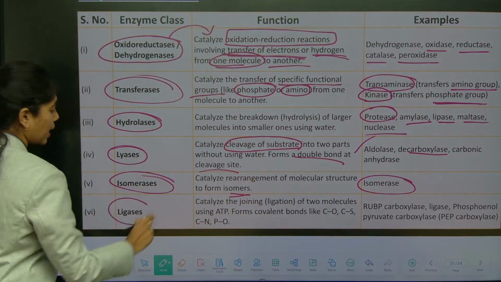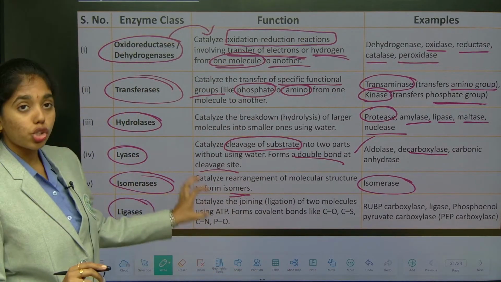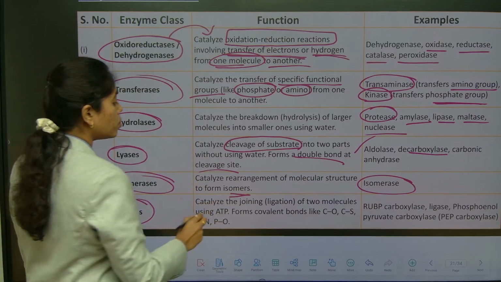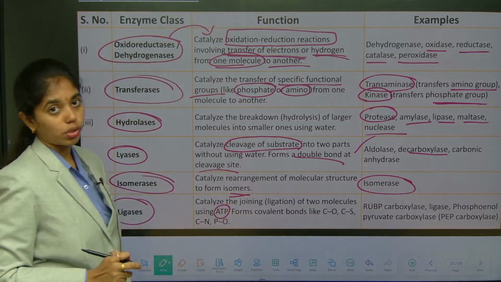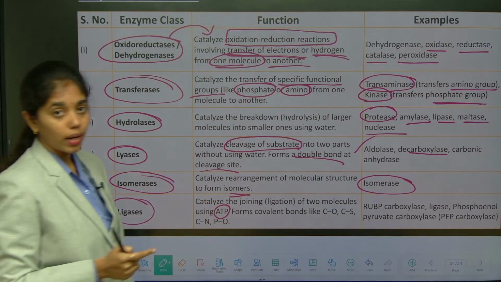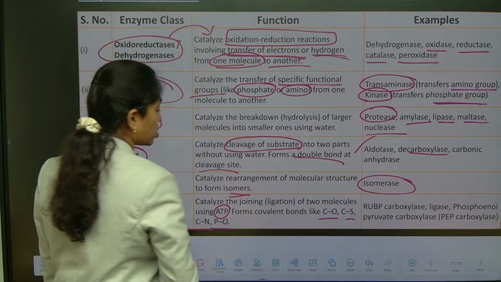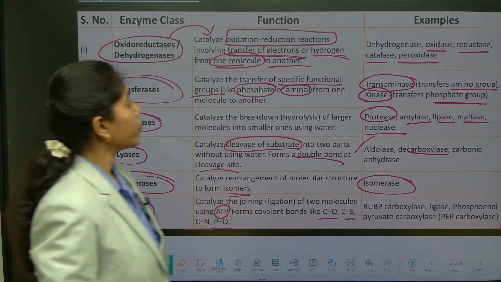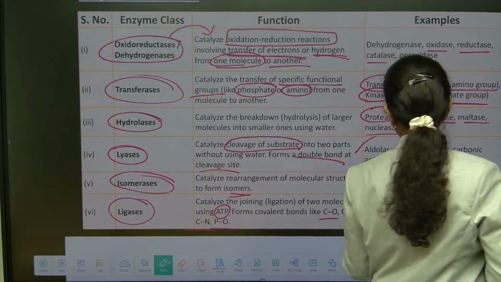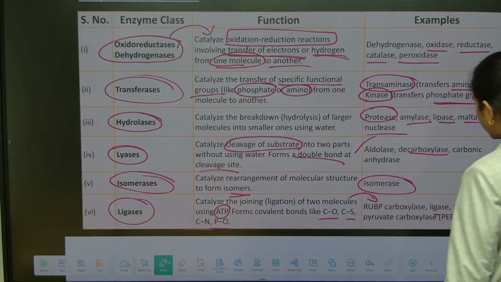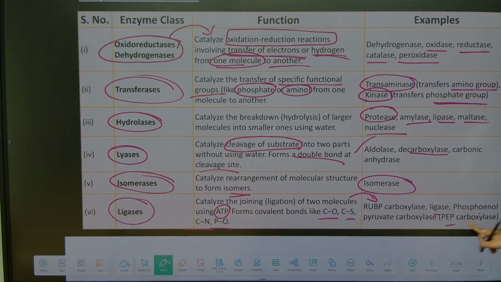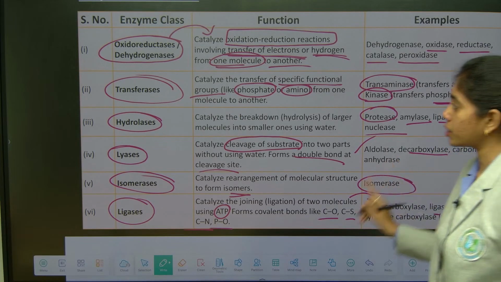Next is ligases. These catalyze the joining of two molecules using ATP as the energy source. This forms covalent bonds like carbon-oxygen, carbon-sulfur, carbon-nitrogen and phosphate-oxygen. Examples: RuBP carboxylase, ligase, phosphoenolpyruvate carboxylase. This is the complete set of classification with functions and examples. Very important. Take a screenshot of this.